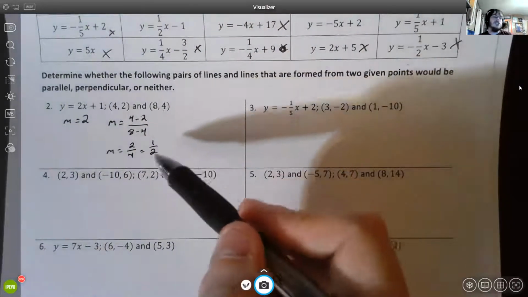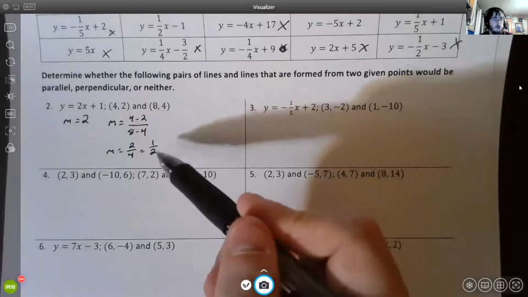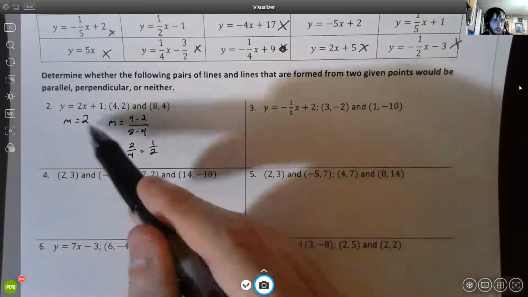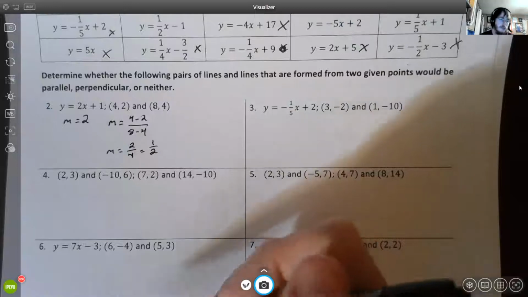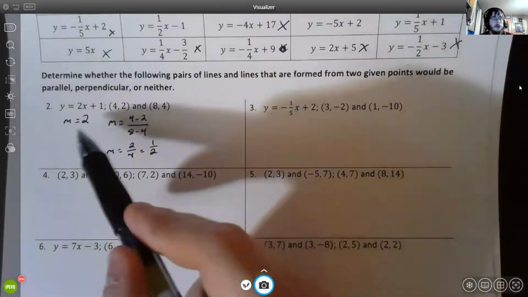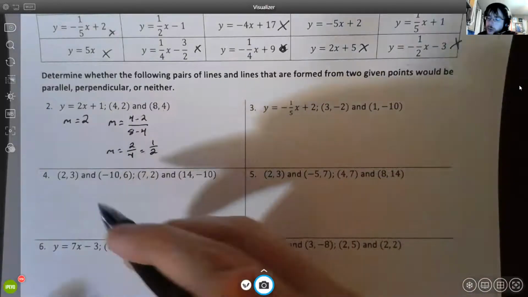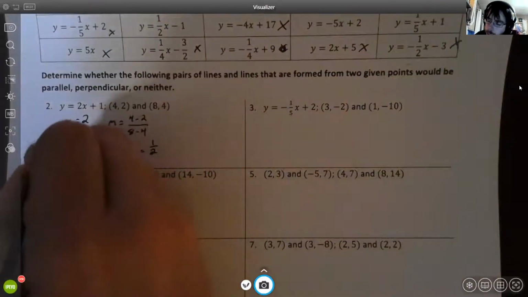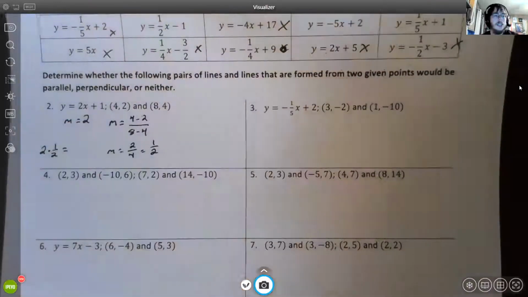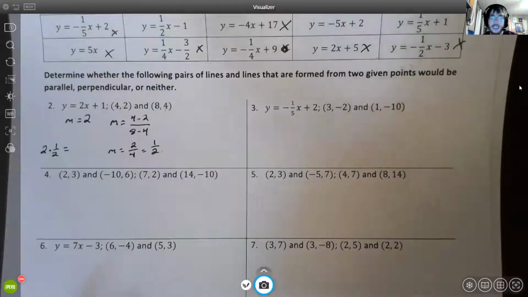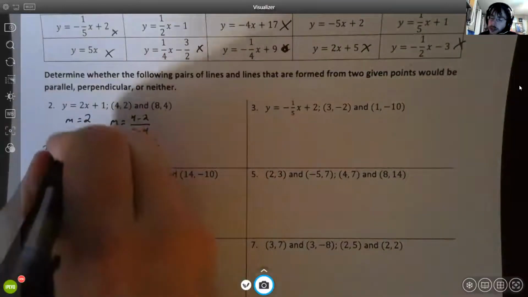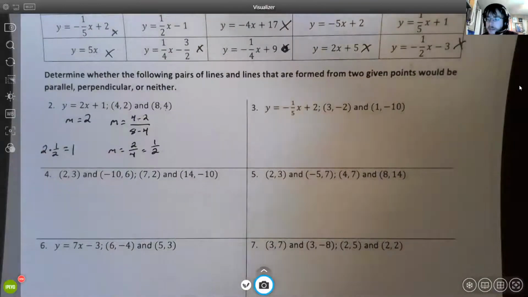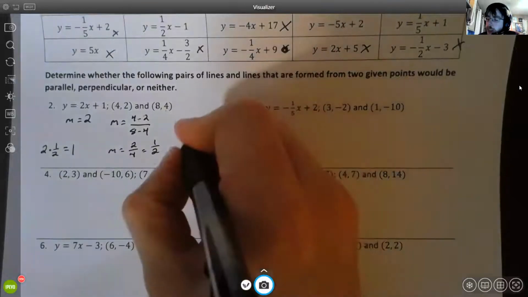So now we ask ourselves, are these parallel? Well, if we look at these two slopes, they are clearly not the same, so they're not parallel. Are they perpendicular? If we take 2 and multiply it by 1/2, do we get -1? And the answer is no, we get 1. So it's not perpendicular. So that means that it must be neither.